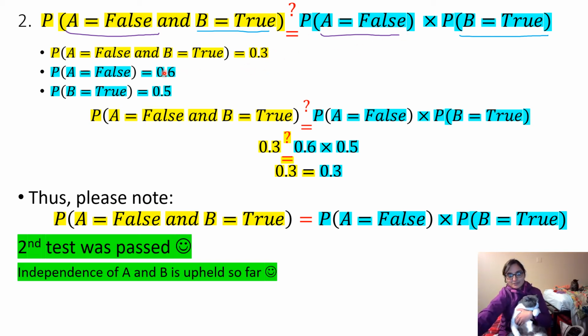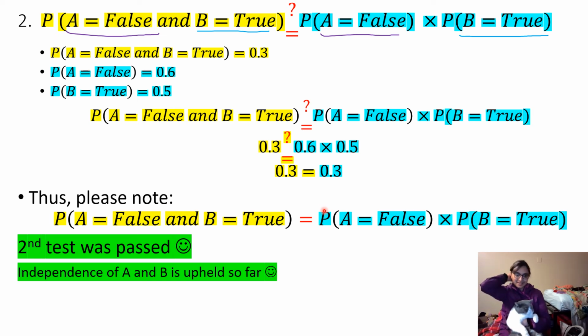And the probability A is false is 60%. And the probability that B is true is 50%. So then we put in the 30% right here on the left side. We put in this 0.6 here for probability A is false and this 0.5 for probability B is true. So this side evaluates to 0.3, and the left side is 0.3, so 0.3 equals 0.3. Thus, the probability A is false and B is true is equal to the probability A is false multiplied by the probability that B is true. So the second test was passed and the independence of A and B has been upheld so far.